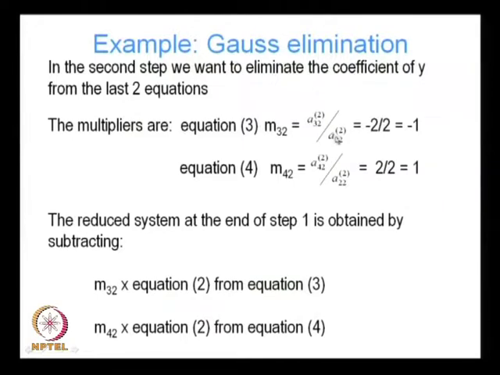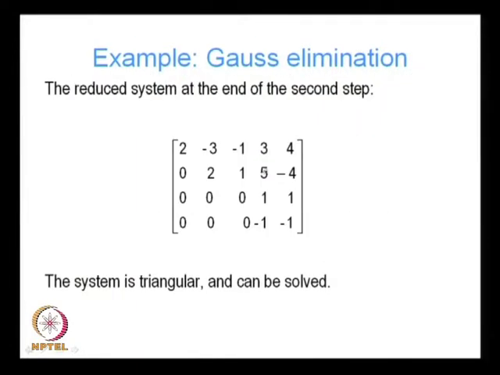So, basically my multipliers now are a32(2) by a22(2), so -2 by 2, which is equal to -1 for equation 3. For equation 4, my multipliers are a42(2) by a22(2), which is 2 by 2, which is equal to 1. And then I obtain my reduced system by multiplying equation 2 by m32 and subtracting it from equation 3, and multiplying equation 2 by m42 and subtracting it from equation 4. After I do that, this is my system.